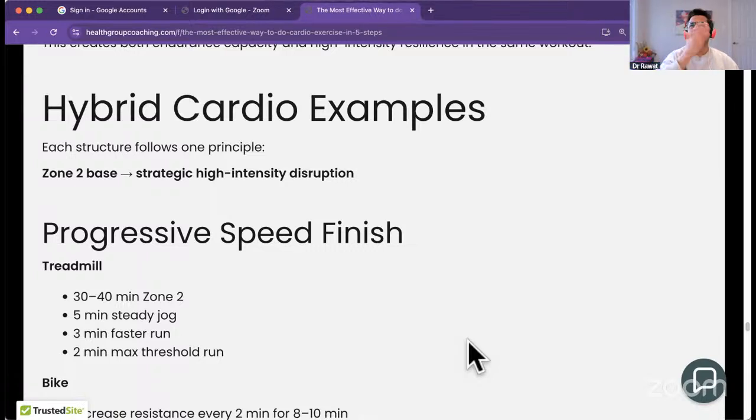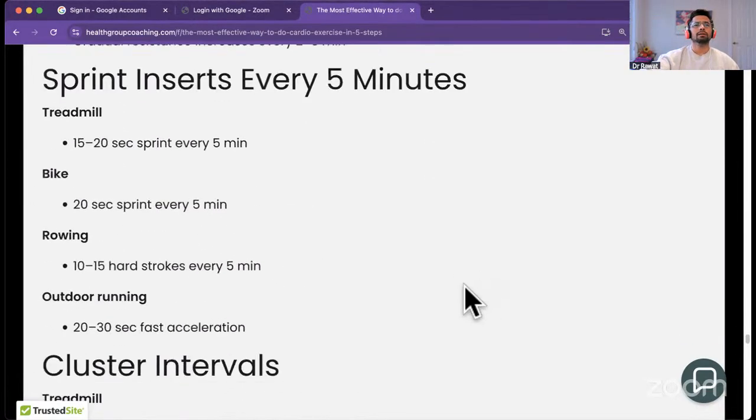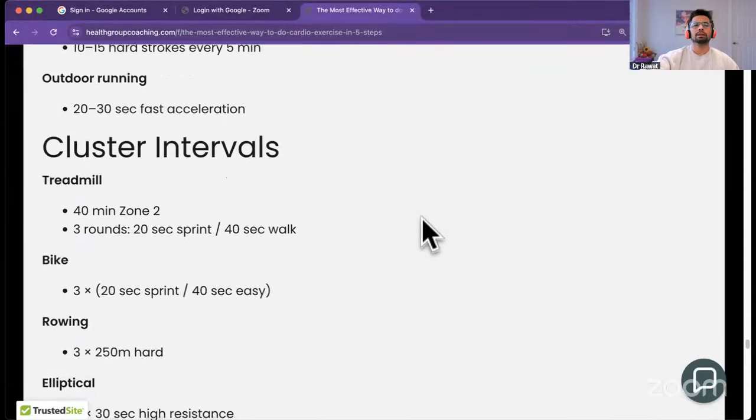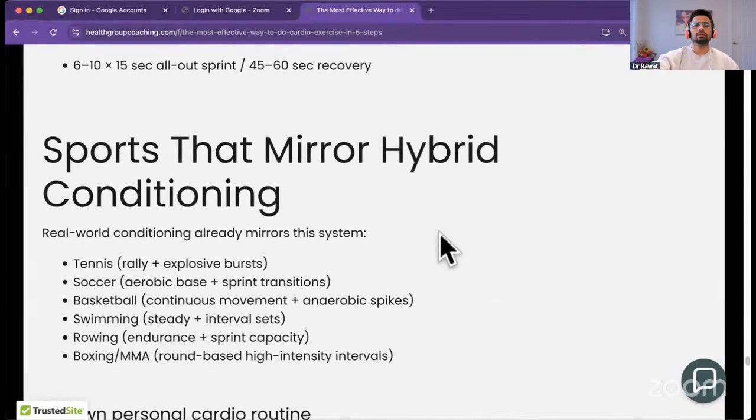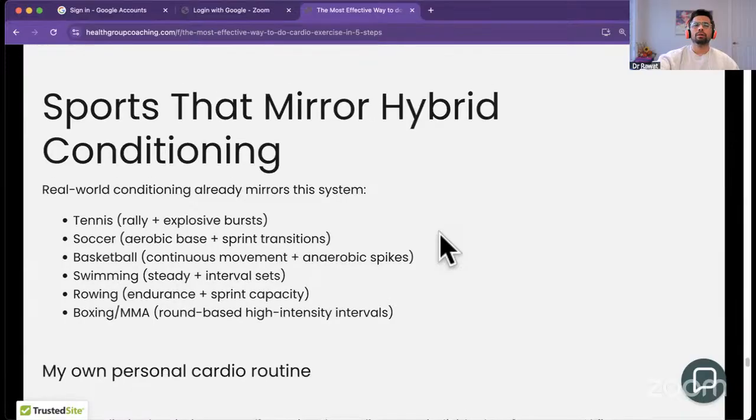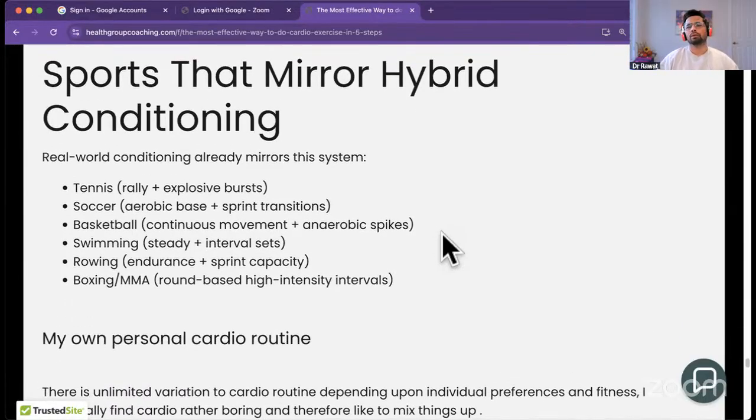And these are all various ways in which you can add high intensity work into your zone 2 cardio. On the blog, I have included all these examples: sprint inserts, cluster intervals, tempo plus sprint. You don't have to get into too much of this, but whatever rocks your boat, whatever you find more convenient, because this can be done through cycling, elliptical, rowing machines, walking, running, swimming, and all of you will have different levels of fitness.